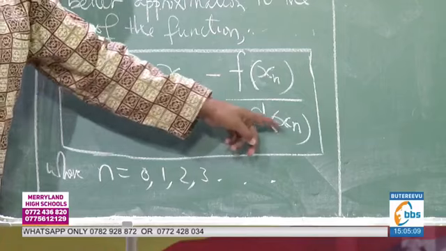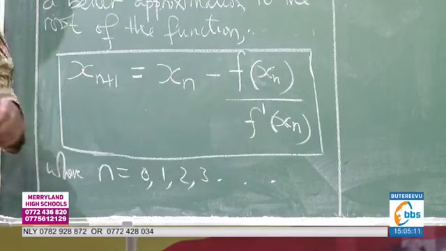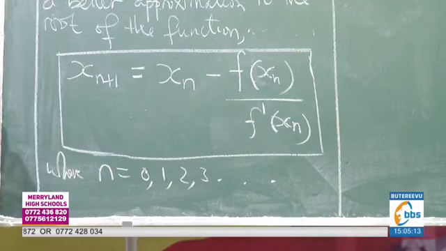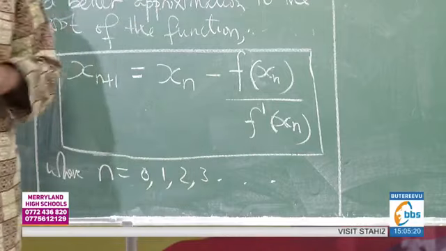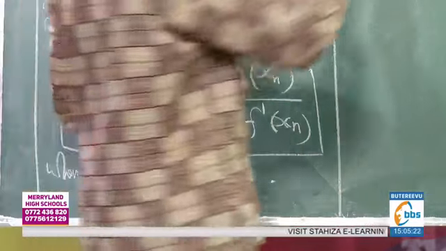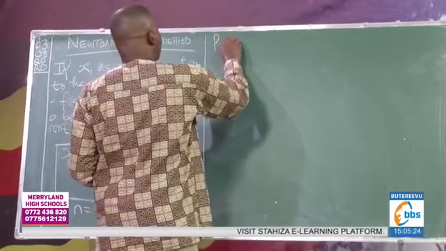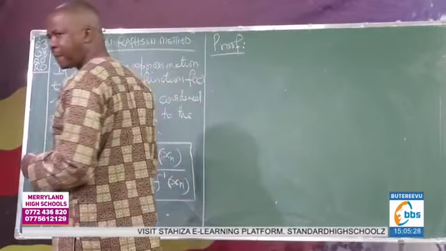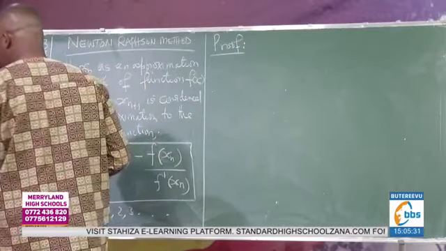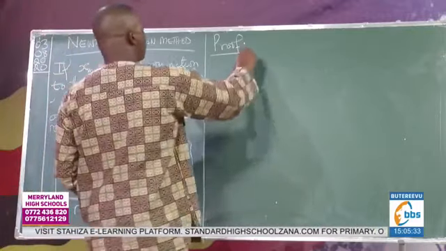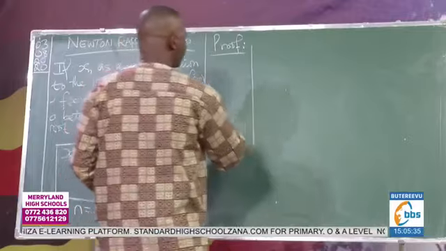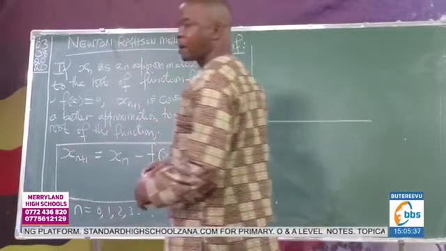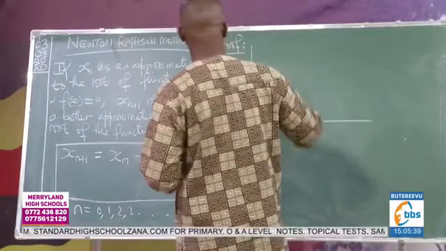F prime of xn means that we differentiate to first principles. I am still on the introduction, so please take note, and your focus should still be here. We want to see how we prove this expression. How do we prove this expression?